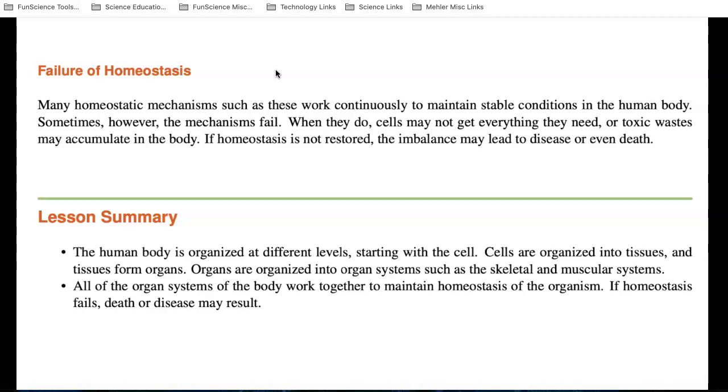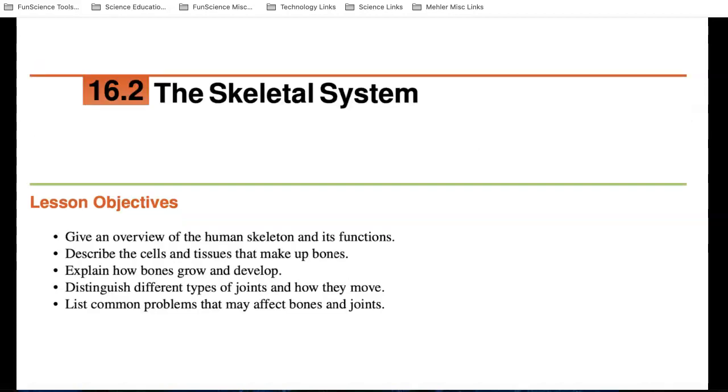So take a look at the lesson summary, and study that. This was just a brief overview of some of the body systems we're going to look at. That was all of 16.1. We're going to now go to 16.2 and the skeletal system.